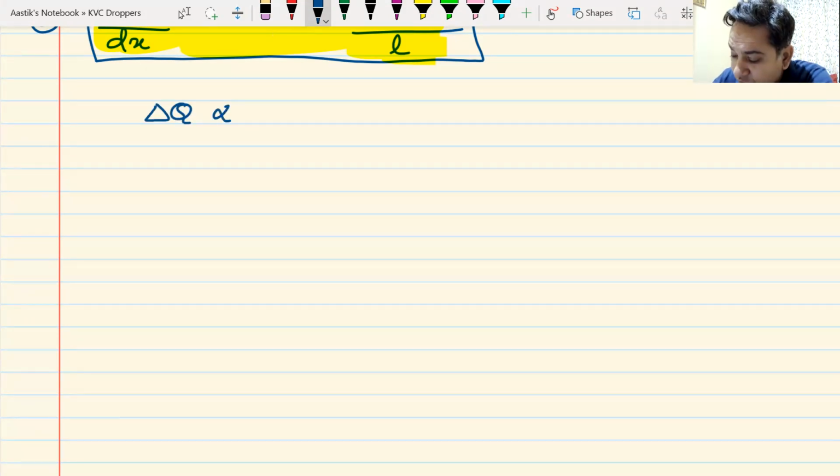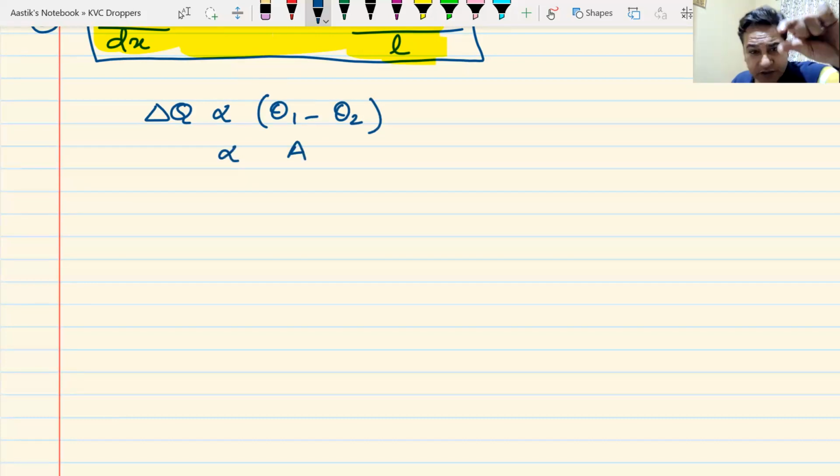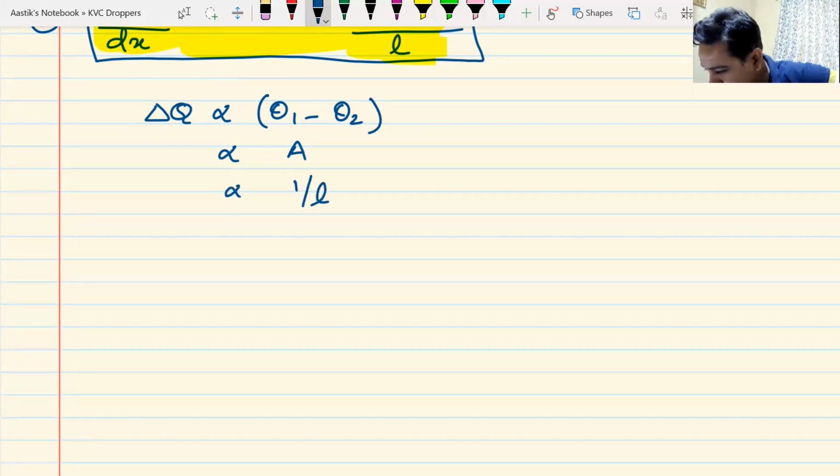It will be proportional to T1 minus T2, or instead let me write theta 1 minus theta 2, because I want to use the same terms that we started with. The more the temperature difference between the two ends, the more heat will flow. It will be proportional to the area of cross section of the rod. The thicker the rod is, the more heat will flow. It is inversely proportional to the length of the rod. The more the length, the less the conduction, because it will take more time. It will depend on the time delta t.